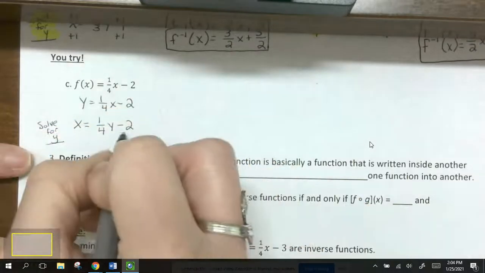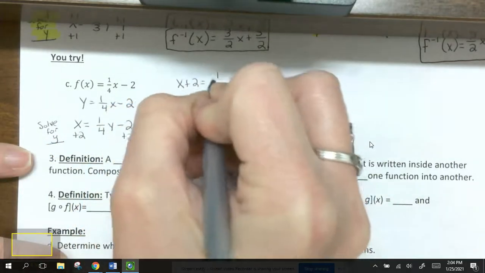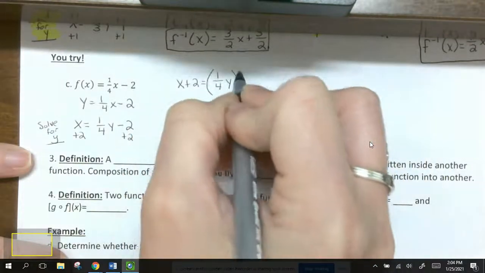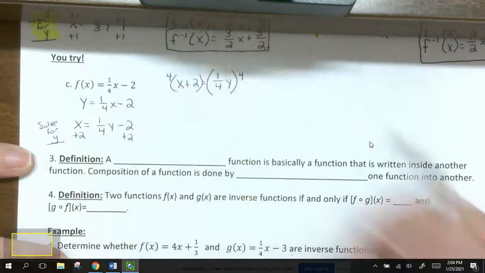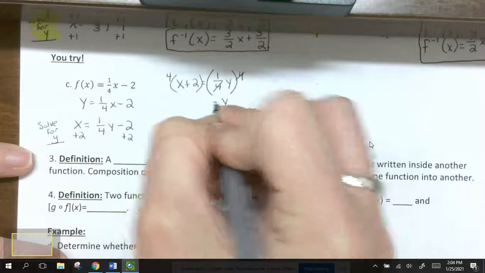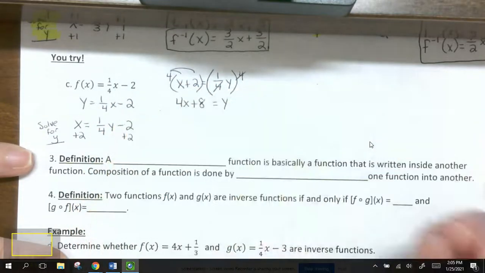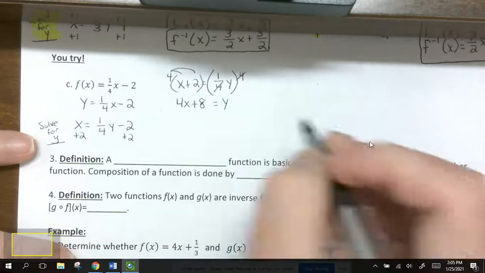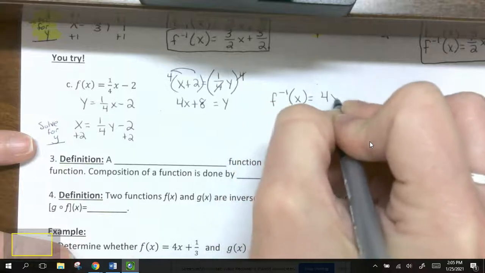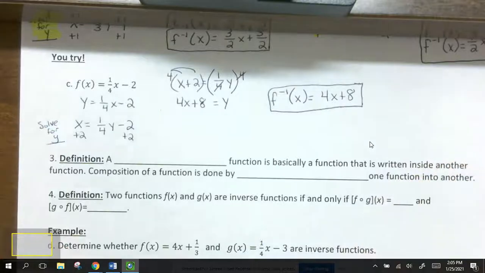Okay? So we're going to add 2 to both sides. That gives us x plus 2 equals 1/4 y. Then to get rid of that 1/4 over there, we're going to multiply both sides by 4. So that cancels out, which leaves us with y. And then if we distribute that 4 to both, that will be 4x plus 8. So to write our inverse function, this is going to be f inverse of x equals 4x plus 8. And this would be our answer.